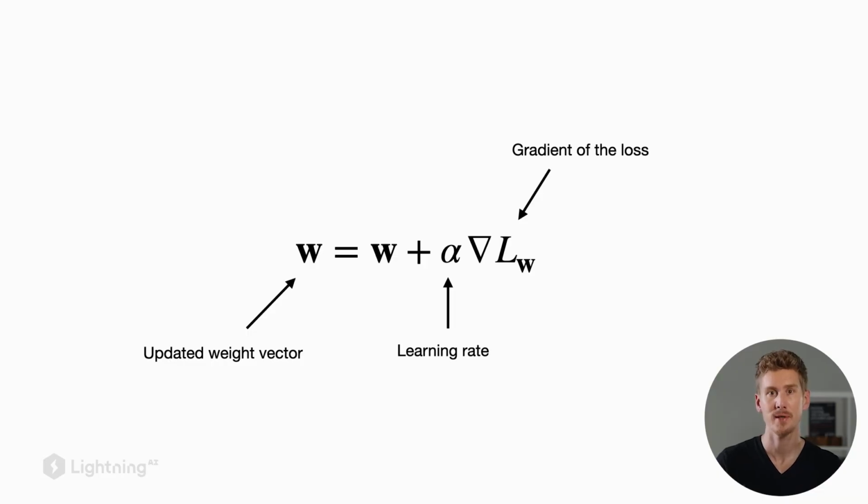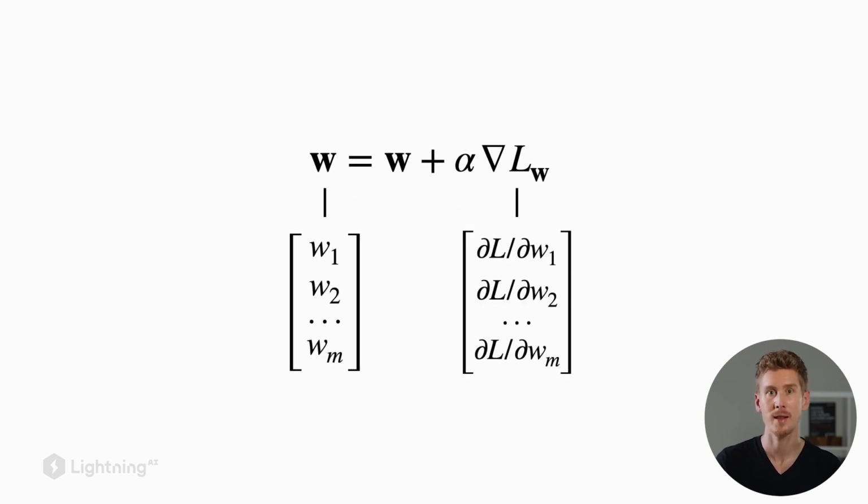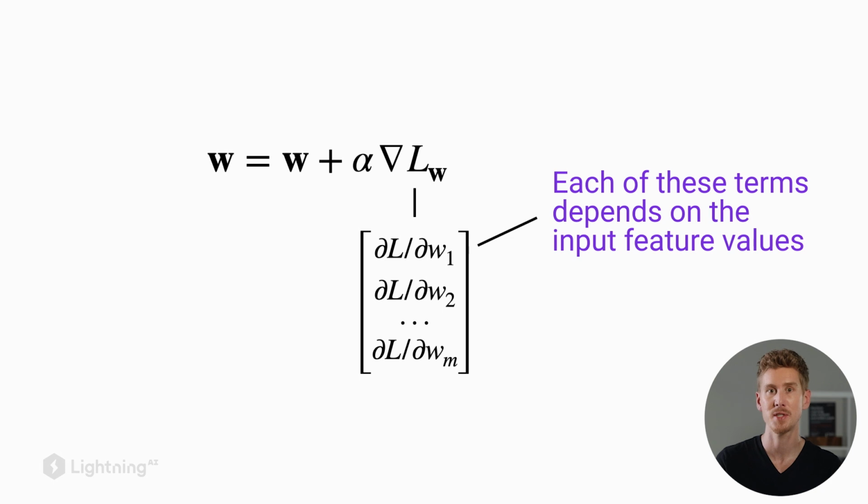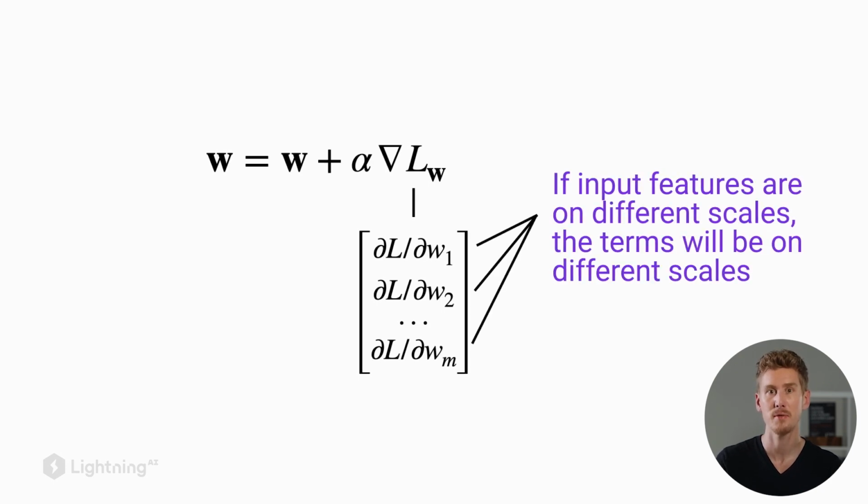To understand why features on different scales are a problem for the gradient descent algorithm, let's take a look at the weight update again. For the weight update, we first compute the gradient of the loss and then we multiply it by a learning rate. And the product of that is then added to the weight vector. If we look at the gradient more closely, it consists of these individual partial derivative terms. And if you recall the chain rule, each of these partial derivatives depends on the feature inputs.